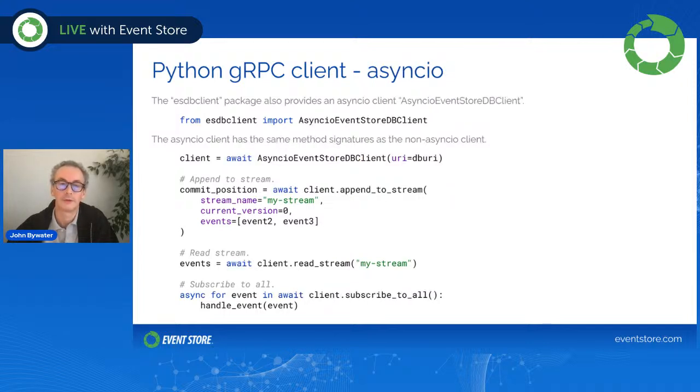First, I wanted to mention that the package also provides an async IO client, which has the same method signatures as the non-async IO client. But obviously, to use them, you have to use the await syntax. And if you're going to iterate over this catch-up subscription, for example, you need to use the async for in await special syntax for doing that, which I'm sure people who are familiar with this are familiar with. Okay, so moving on.